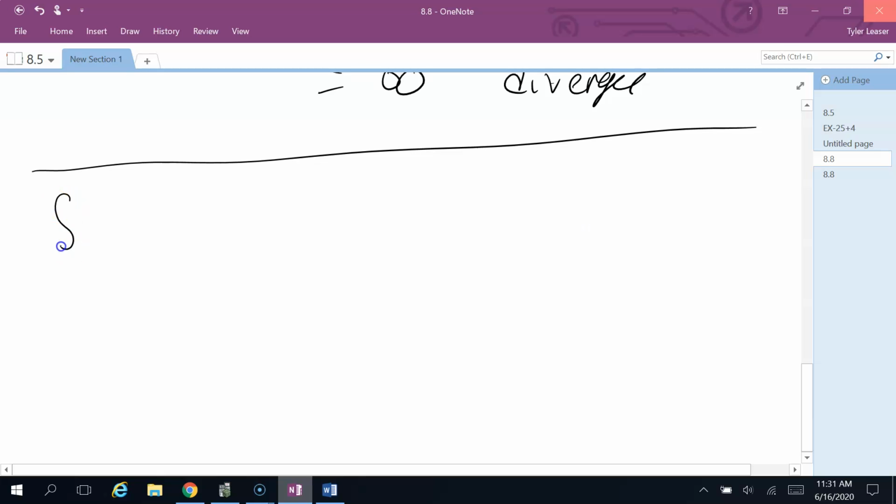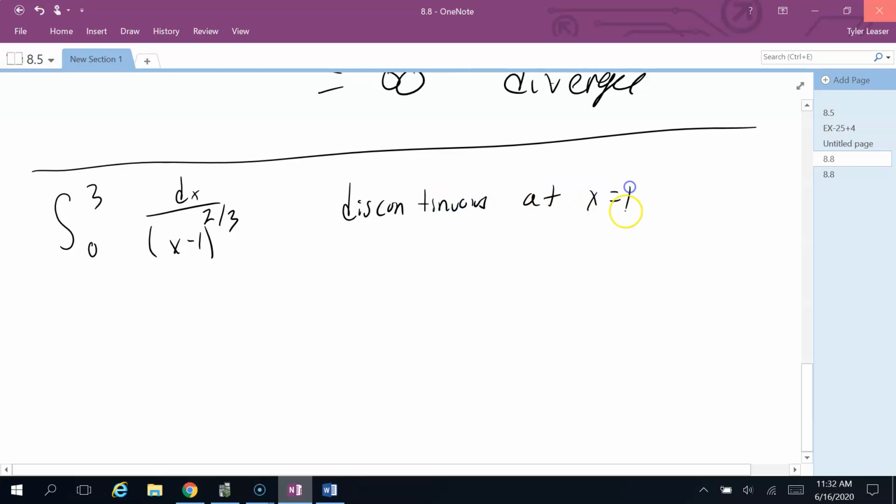Let's do the integral from 0 to 3 of dx over (x minus 1) to the 2/3. Okay, so this also has a discontinuity. This one is discontinuous at 1. 1 is in between my limits.